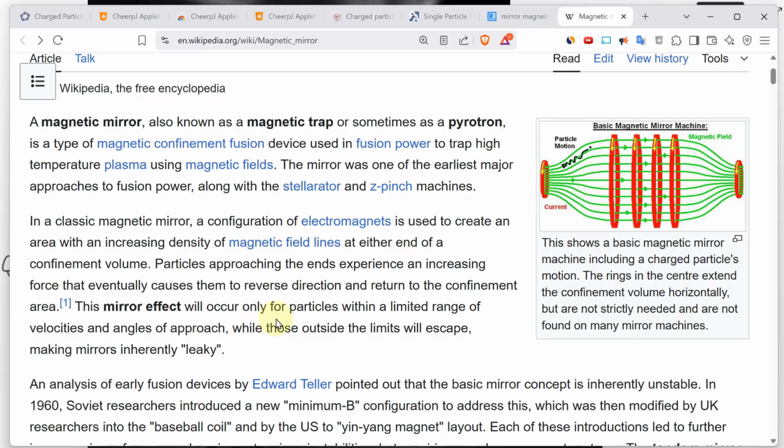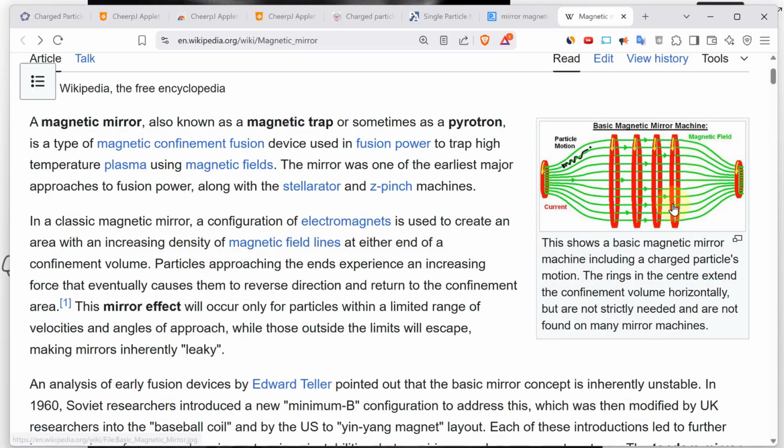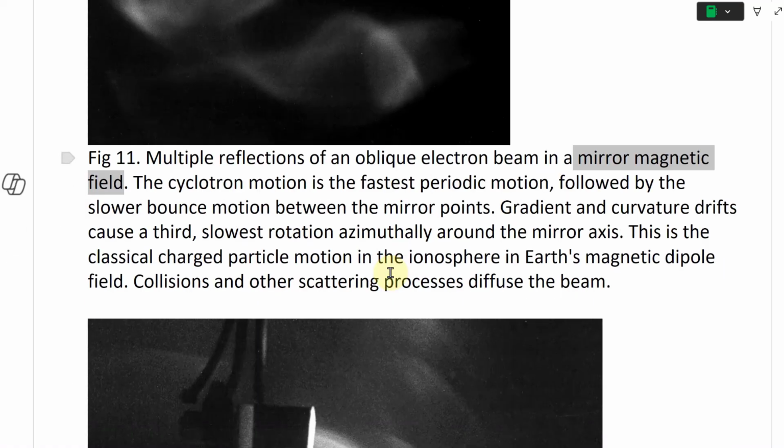The mirror effect only occurs for particles within a limited range of velocities and angles of approach. All right, I'm going to read this right here. In a classical magnetic mirror, a configuration of electromagnets is used to create an area with an increasing density of magnetic fields at either end. So you basically have super strong fields at either end. With an increasing density of magnetic field lines at either end of the confinement volume, particles approaching the ends experience an increasing force that eventually causes them to reverse direction and return to the confinement area. So it's literally a magnetic mirror.